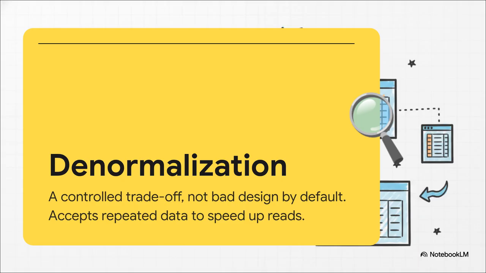It is certainly not bad design by default. Think of it more like a calculated survival tactic to keep your read-heavy systems from completely crashing. By accepting some repeated, duplicated data, developers can drastically reduce the number of complex joins the database has to perform, and that massively speeds up how quickly data can be read and displayed to the user. You're basically trading a little bit of structural perfection for a whole lot of raw speed.